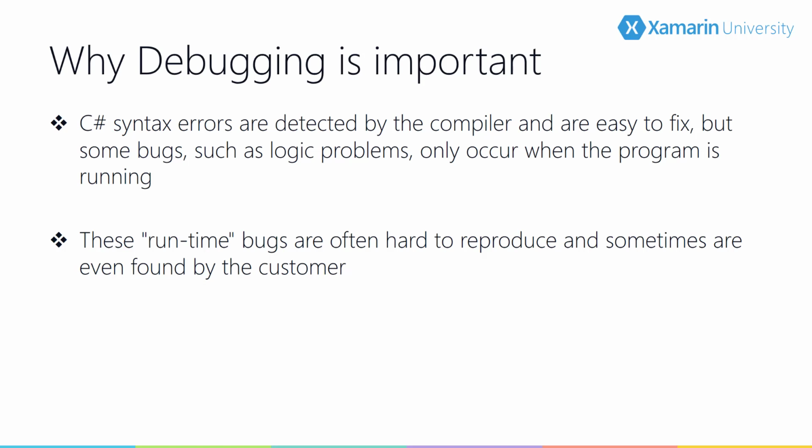Now, once your program compiles, then you begin testing it. And bugs that happen while the program is running are referred to as runtime bugs. And they're harder to find and fix because they often happen only under certain circumstances. And even worse, sometimes bugs slip through your testing and end up happening to your customers.